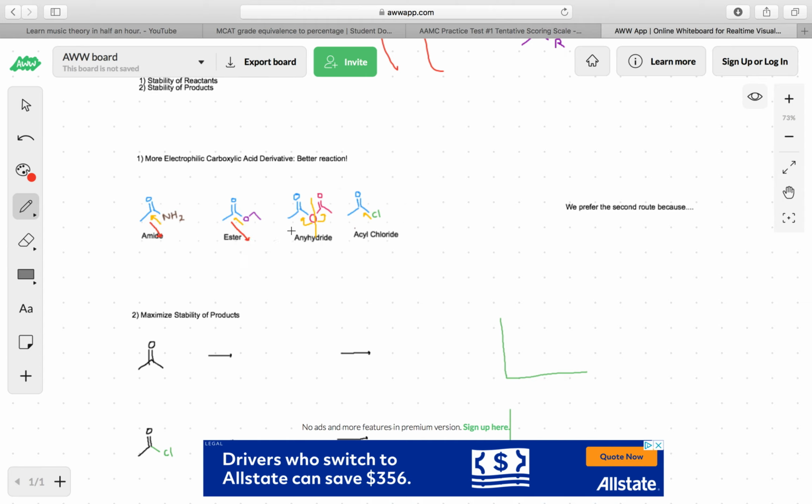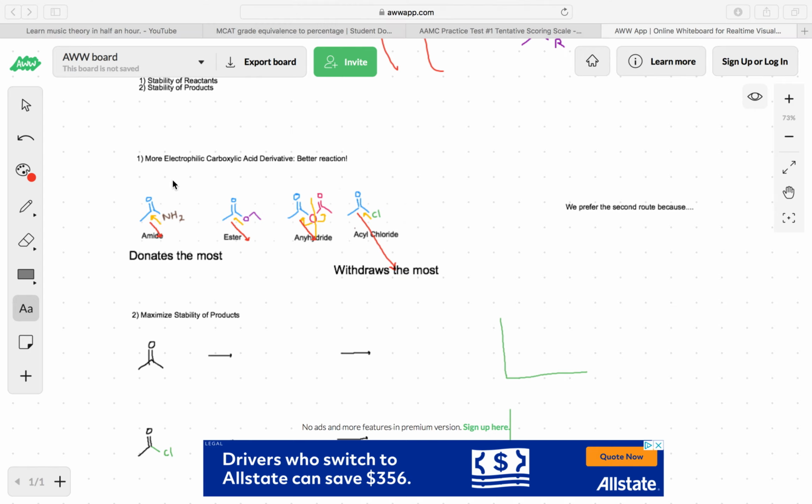Here, our oxygen is the same amount, so we keep that induction arrow about the same. But our chlorine is ridiculously electronegative, so it's much more withdrawing. So in reality, our amide over here, it donates the most density, while our acyl chloride withdraws the most.